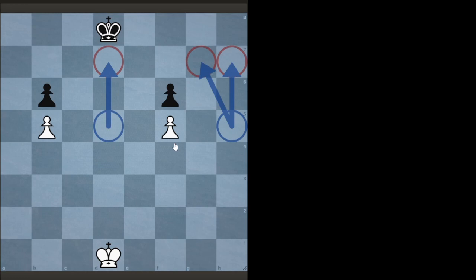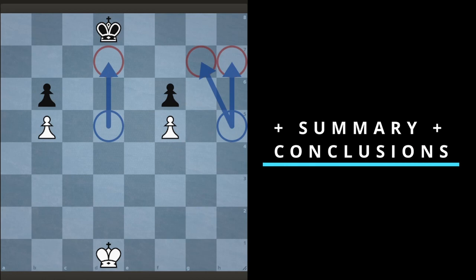And now let's make the summary about our discovery. Let's get into the conclusions and summary.